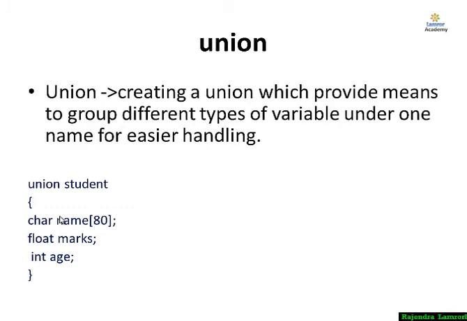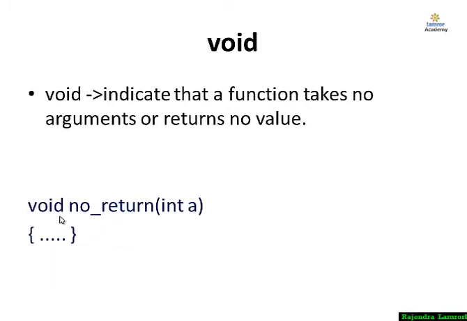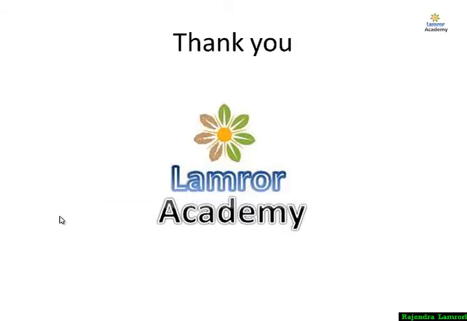Okay, union is used to create or provide a group of different data types. Void indicates that a function takes some arguments but returns no values. Here void, no return integer. Here we show the return type does not provide any values.